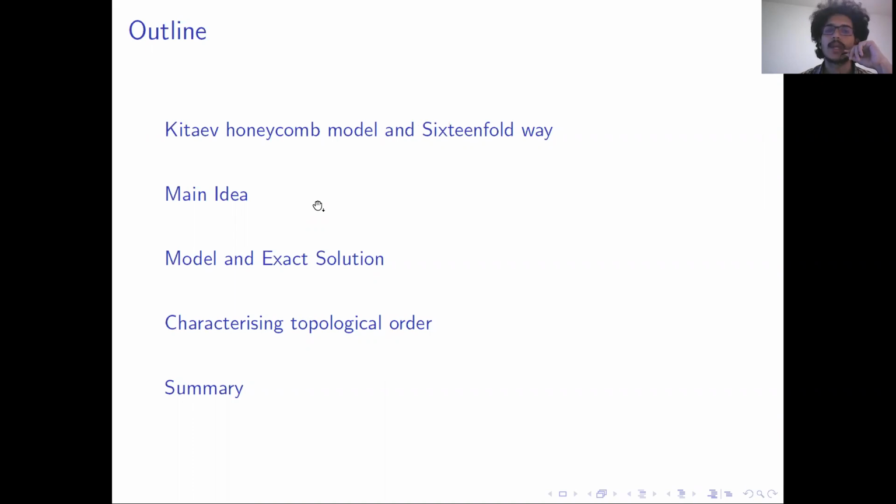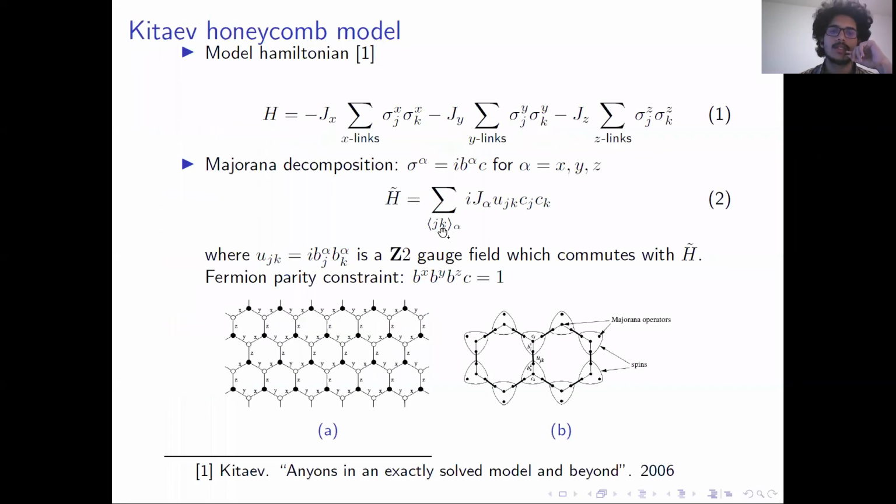First I will recap the Kitaev honeycomb model, then I briefly define what the 16-fold way classification of topological orders is. Then I present the main idea about how to construct microscopic models realizing these topological orders. Then I present the model and its exact solution. Then we characterize the topological order of this model, and we see that they agree with the topological orders of Kitaev's 16-fold way. And let's start.